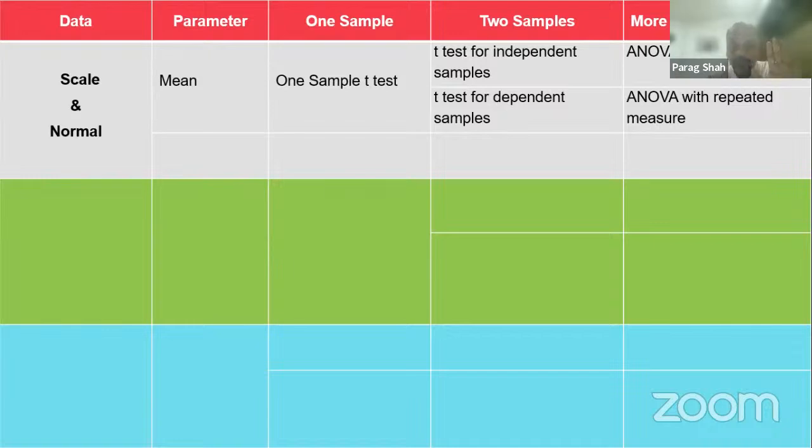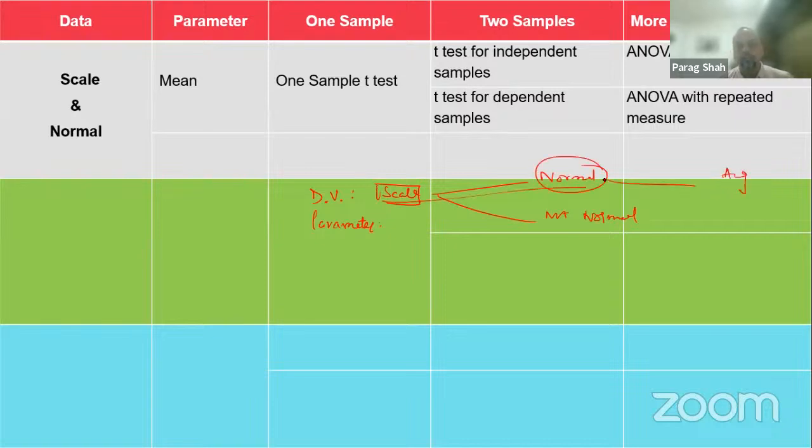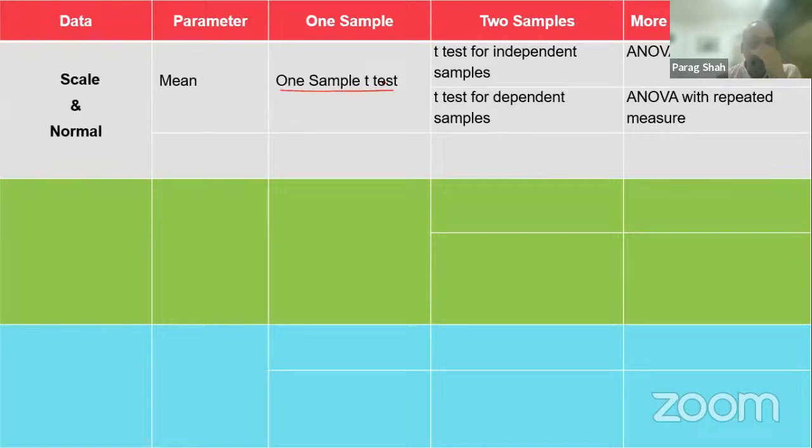So I repeat the logic again, how to decide. We have now seen how to identify your decision variable. We have now seen what parameter we are talking about. So if your decision variable is scale, we need to check whether it is normal or not normal. If it is scale and normal, then we go for average or standard deviation. If it is one sample, it will be one sample t-test.